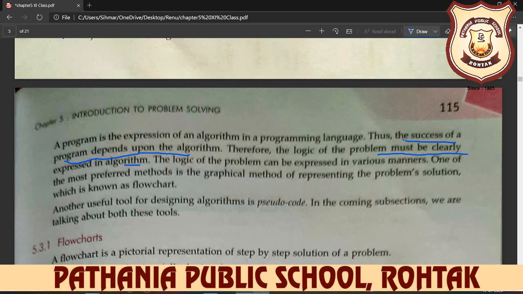One of the most preferred methods is the graphical method of representing the problem's solution, which is known as a flowchart. The graphical and pictorial representation of your problem is your flowchart, and the step by step procedure of your program is your algorithm. Another useful tool for designing algorithms is called pseudocode. In the coming lectures, we learn about the flowchart and the pseudocode.